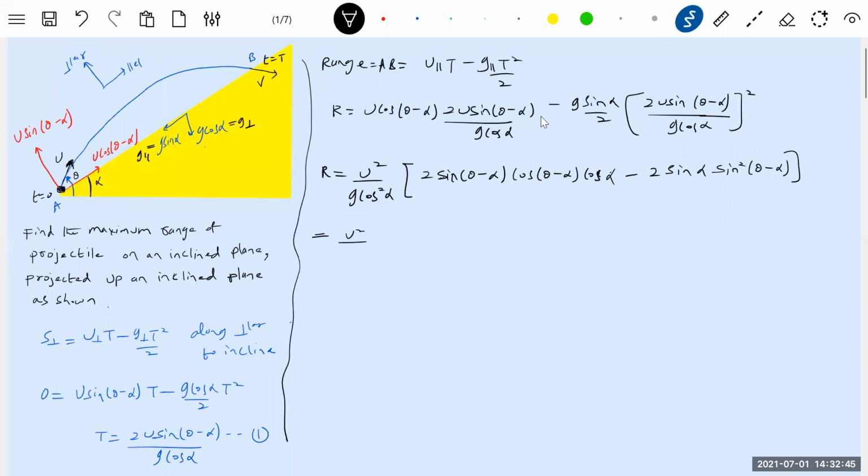This will rewrite u square by g cos square alpha. Using the formula 2 sin A cos B, so this will be sine of two theta minus alpha. So this will be 2 sine alpha sine square theta, 1 minus cos 2 theta by 2.